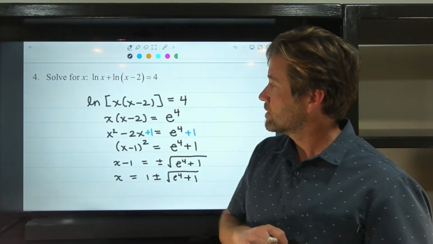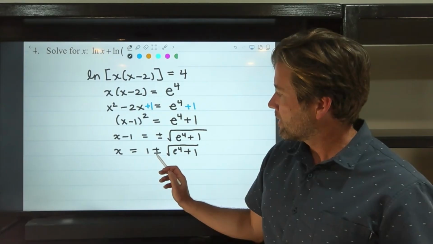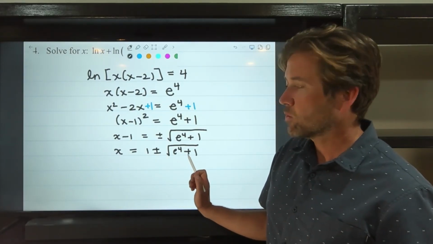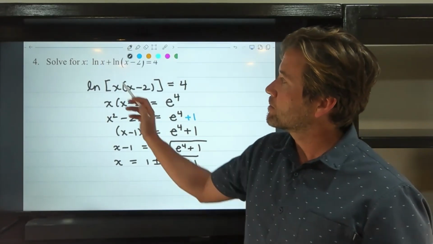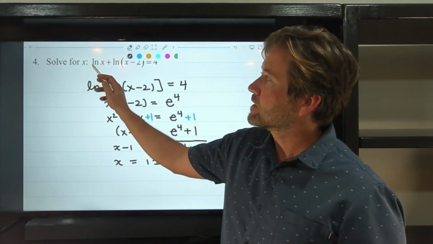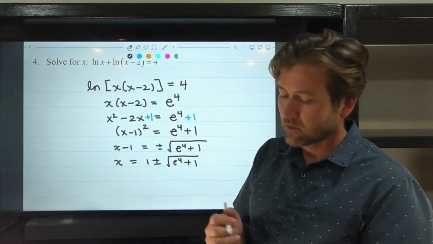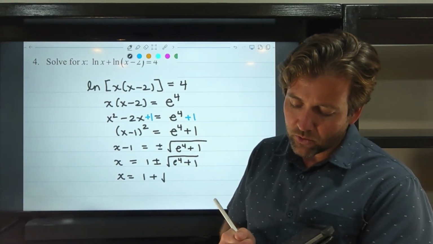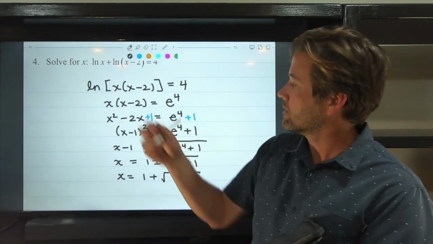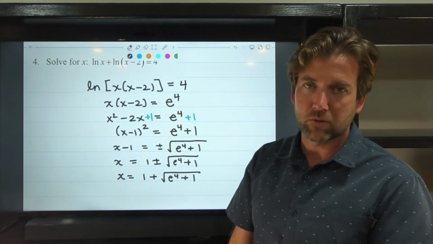So long story short, 1 minus the square root of e to the fourth plus 1 would be a negative number. And I would not be allowed to plug it in right here. Well, I would, and the natural log of that negative would be undefined. So it would not be a solution to the equation. So I must exclude that answer and say the only answer to this equation up here is 1 plus the square root of e to the fourth plus 1.